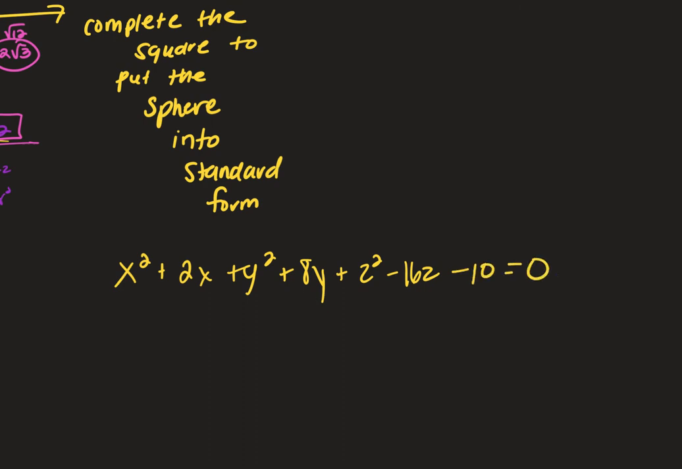Your goal is to group them all together. Again, I went easy as far as whole numbers go. You shouldn't have to be taking anything out of the variable that's squared. And then you just want to complete the square. So you have to do it for the x, for the y, and for the z.